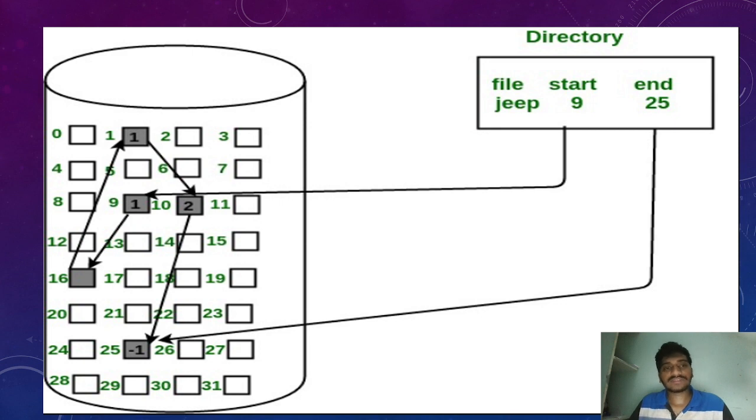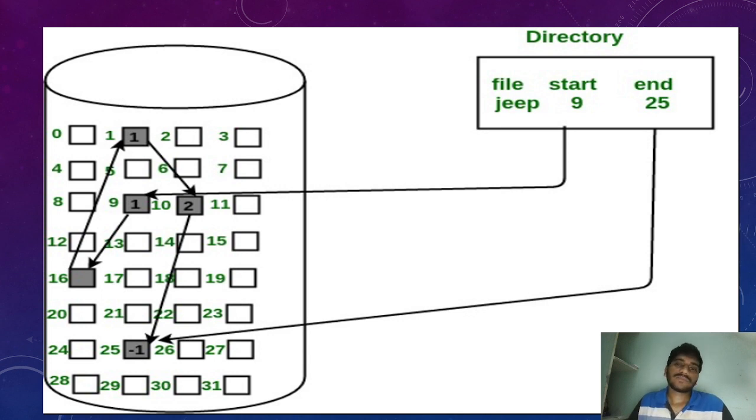side by side, that means continuous. And in case of a linked list allocation, the blocks can be connected by the pointers. So the file need not be stored in continuous blocks. In the directory we are going to have three attributes. One is the file name, the other is where the file starts, and the second is the end of the file. The blocks can be interconnected by the pointers.